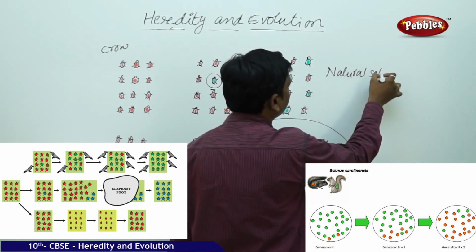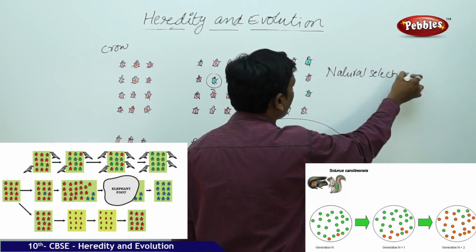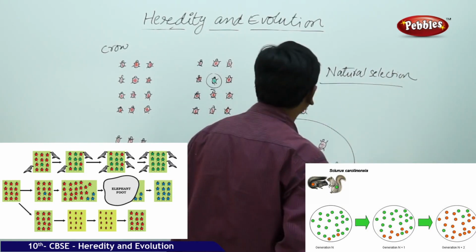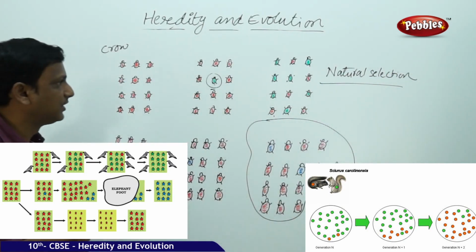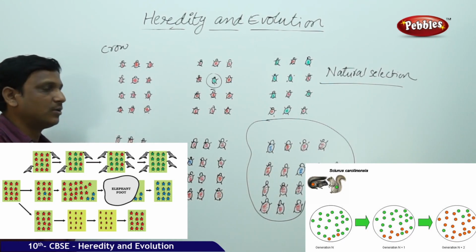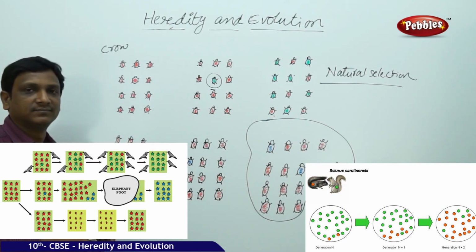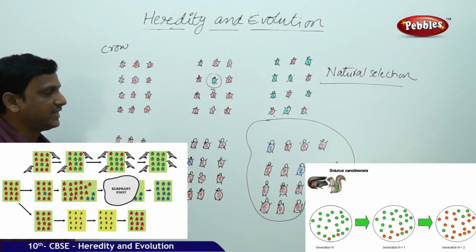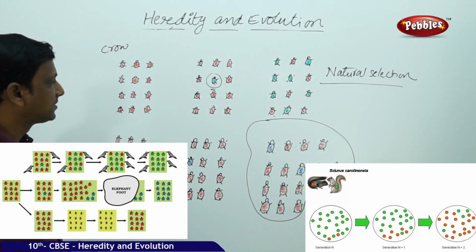Natural selection. So the variations that are helpful for the survival of the organism, that is called natural selection. So this is one way how evolution takes place. That means how the variations bring out differences in the populations.